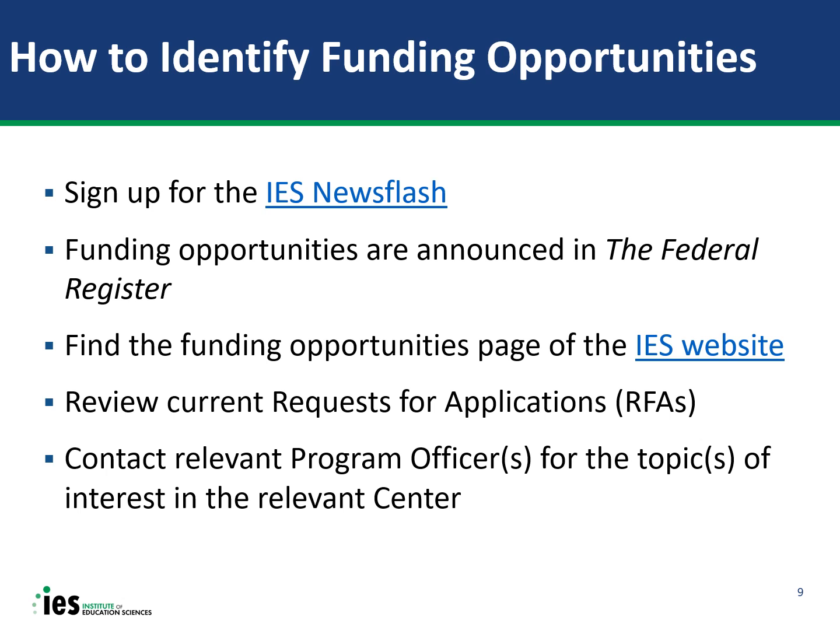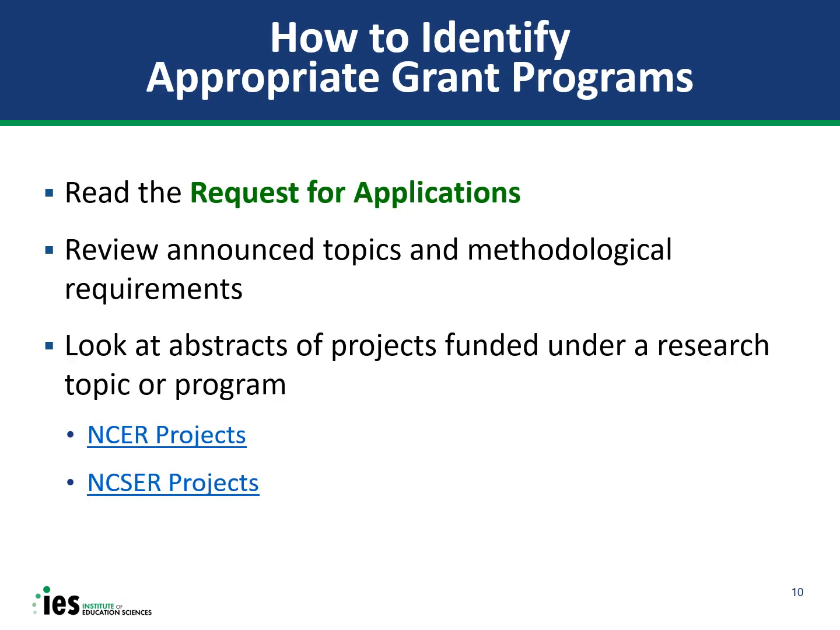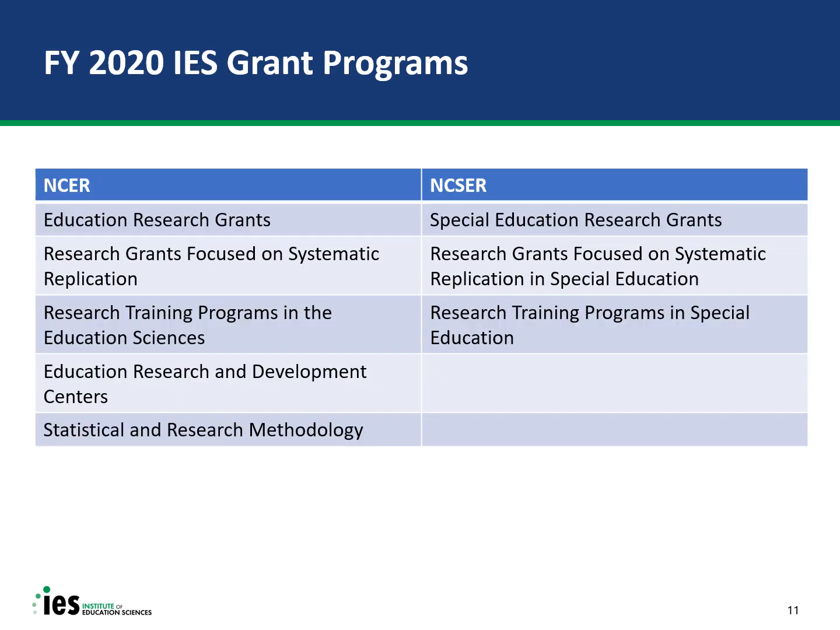Most importantly of all, but only after you have read the relevant RFAs, contact the relevant program officers for the topic or topics of interest in the relevant center. As you are reading through the RFAs, make sure you review the current list of research topics and any methodological requirements. If you still need help narrowing down your list of possible topics or RFAs, it can often help to review the abstracts of previously funded projects. IES is holding 8 separate research and training competitions in FY2020. We are going to describe the focus of each competition at a high level in the remainder of this presentation.